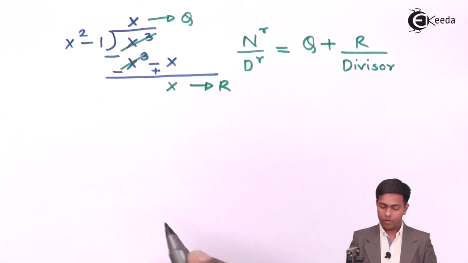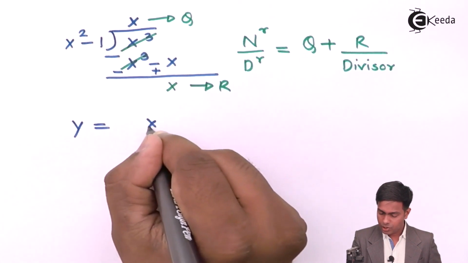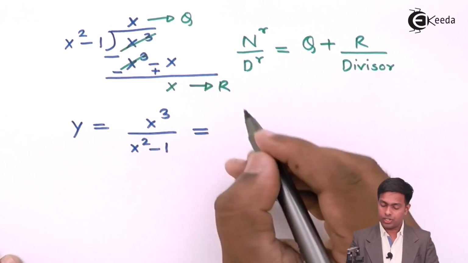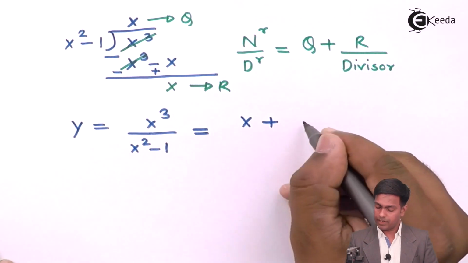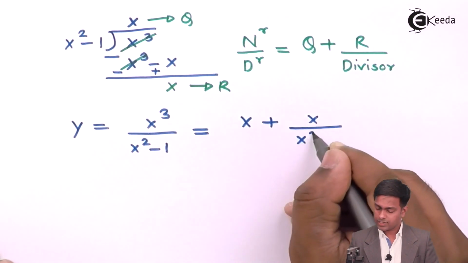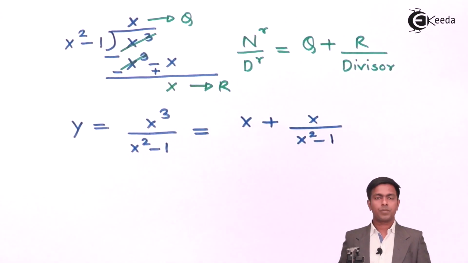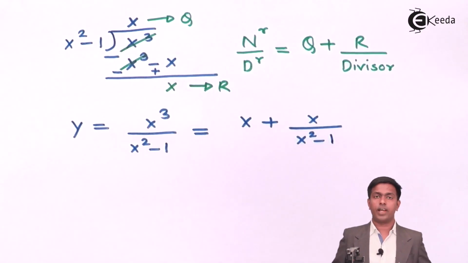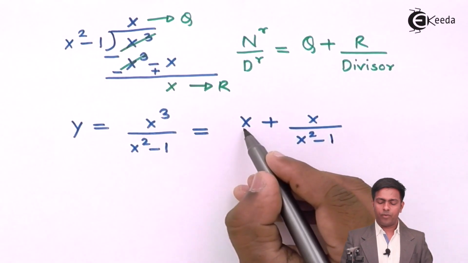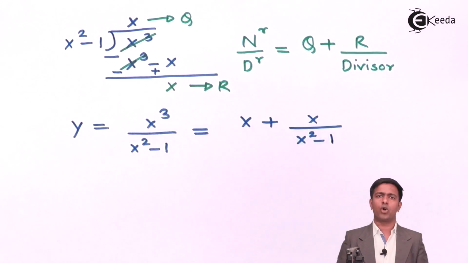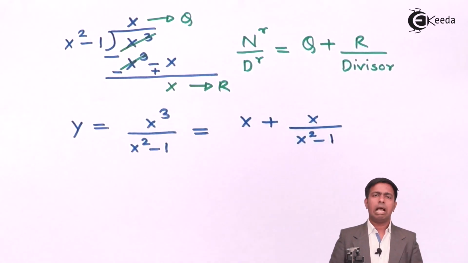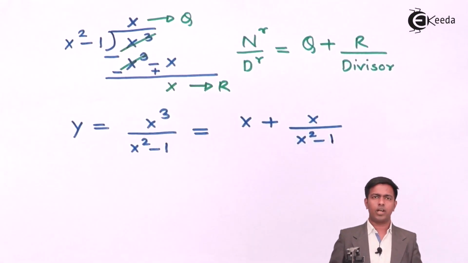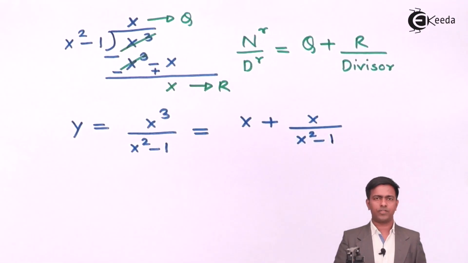So guys, by this form we have the value of y as x cube upon x square minus 1, which will become quotient x plus remainder x upon divisor x square minus 1. So guys, this is the value of y. Now for this value of y, we are going to find out the nth derivative. If I find the nth derivative of x, it is going to be 0, because the first derivative of x is 1 and the second derivative is 0, and henceforth we'll get all derivatives as 0. It means for x raised to 1 we'll get the nth derivative as 0. So we are going to ignore this first term.